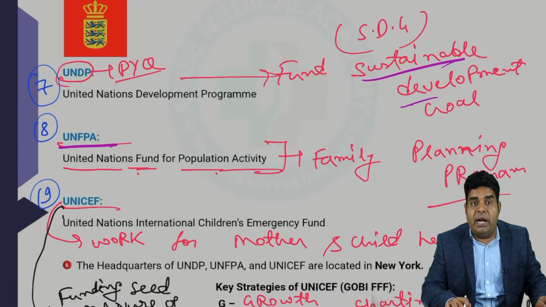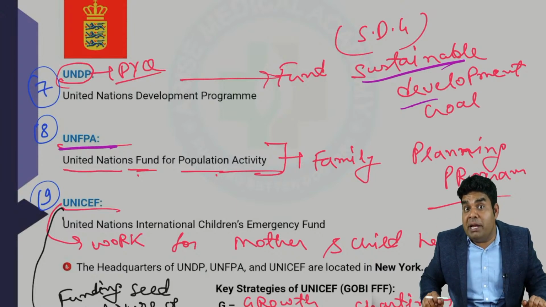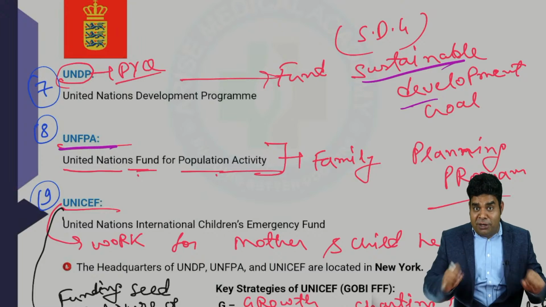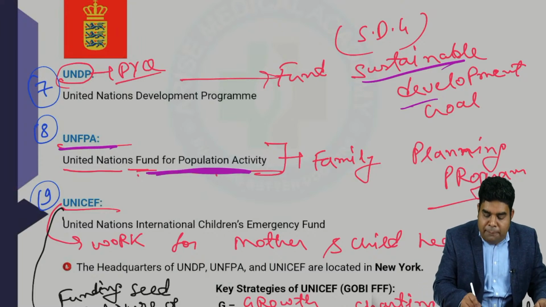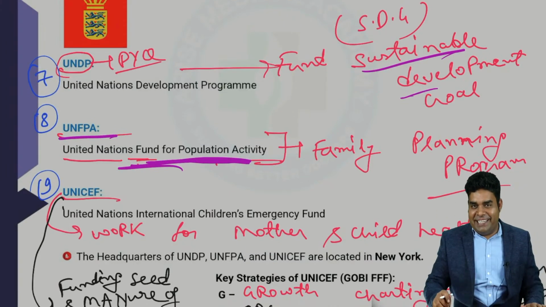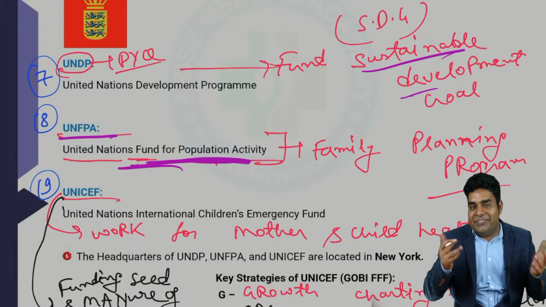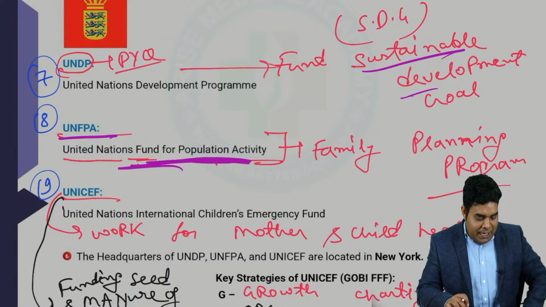UNFPA stands for United Nations Fund for Population Activity. What do you mean? Are they giving money for sex? No, they are giving money for family planning programs or population activity. And it would be fun if they would give money for sex. And we would earn while having fun. But no, it's just family planning programs which they are funding.